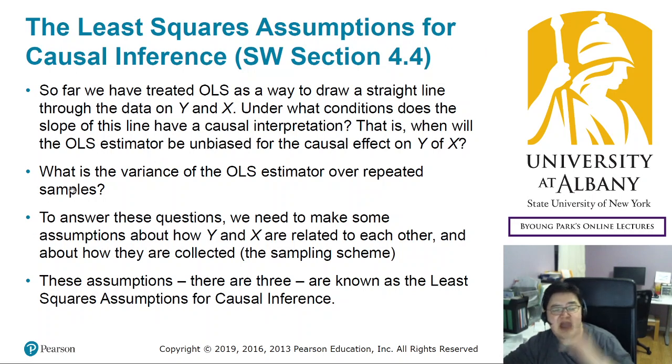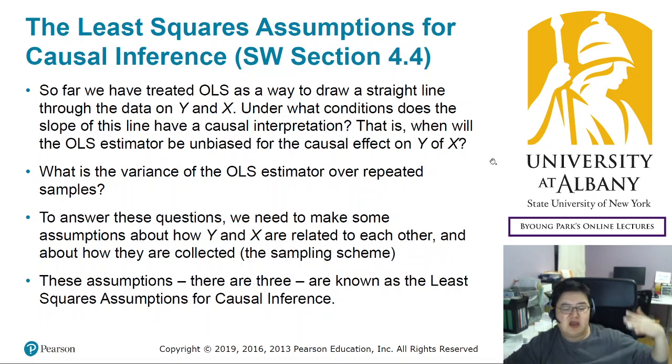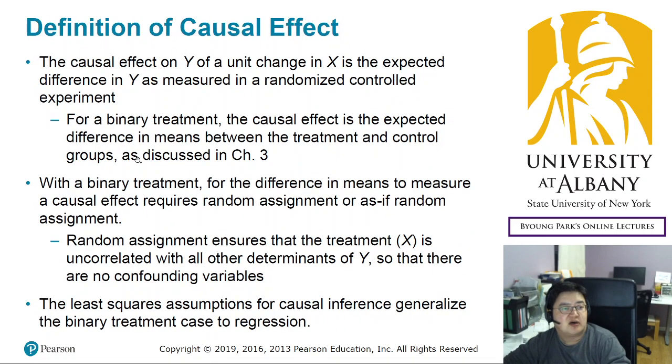And the second, after studying the assumptions, we are going to study the sampling distribution of the OLS estimator. The OLS estimator has its own sampling distribution, and after deriving the sampling distribution, you can rigorously argue why this estimator is good. So that's a little more theoretical, statistical part, and these two topics are in order. So let's think about the causal effect first.